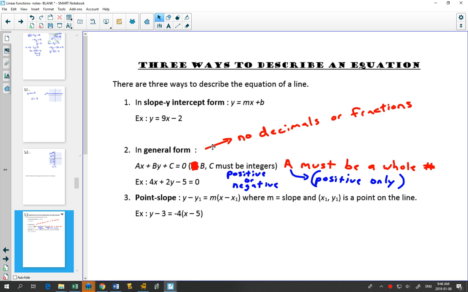So we're going to look at a second one, the general form. And that's where you move everything over to one side, ax plus by plus c. In general form there are no decimals and no fractions, so add that in. And the other rule in general form is whatever number's in front of the x has to be a positive whole number.